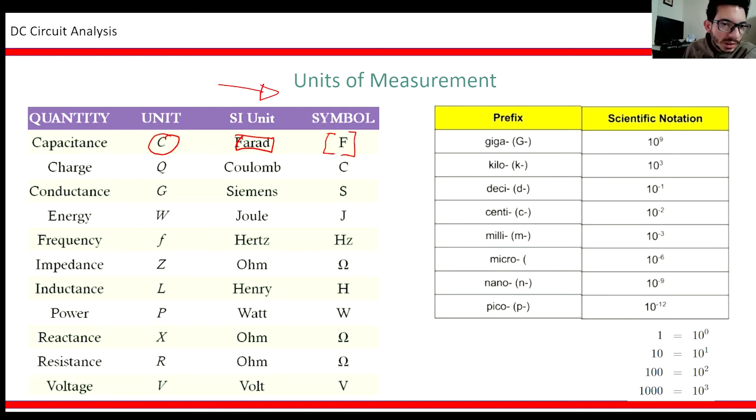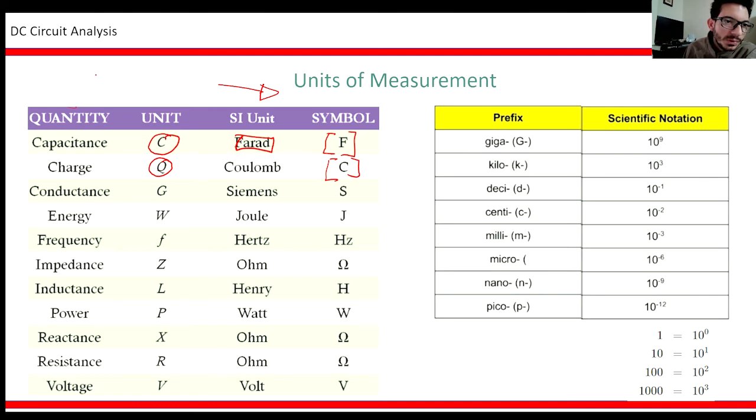Electric charge has the unit of Coulomb, Q, with the unit capital C. So capacitance is capital F, charge is capital C. The variable is capacitance C, charge is Q, but please don't confuse the unit with the symbol, with the variable.